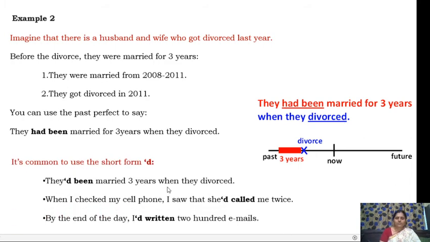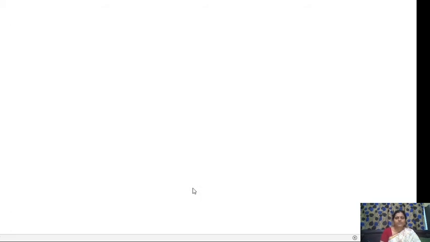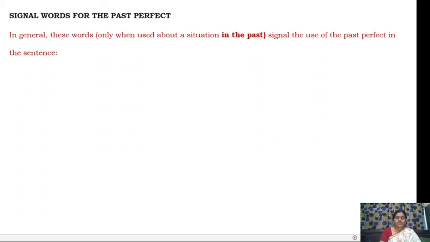It's common to use the shortened 'd. When you construct a sentence, we sometimes use a shortened form of the verb. So when you see this 'd, it means had. It is a shortened form of had. They'd, they'd been. When I checked my cell phone, I saw that she had called me twice. She had called me, she had called me twice. So these are some of the examples for this. Signal words for the past perfect.